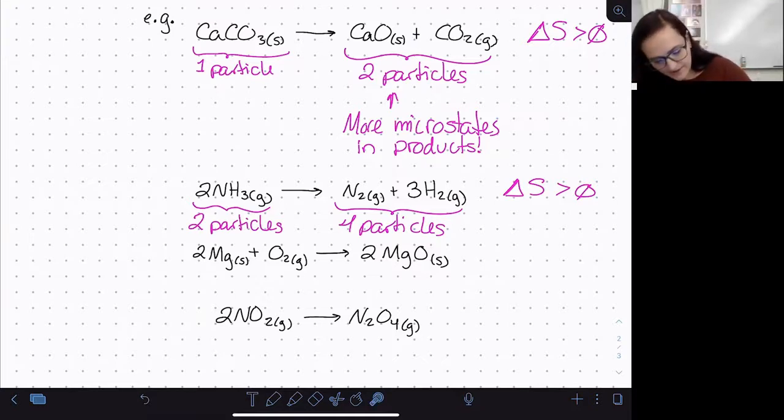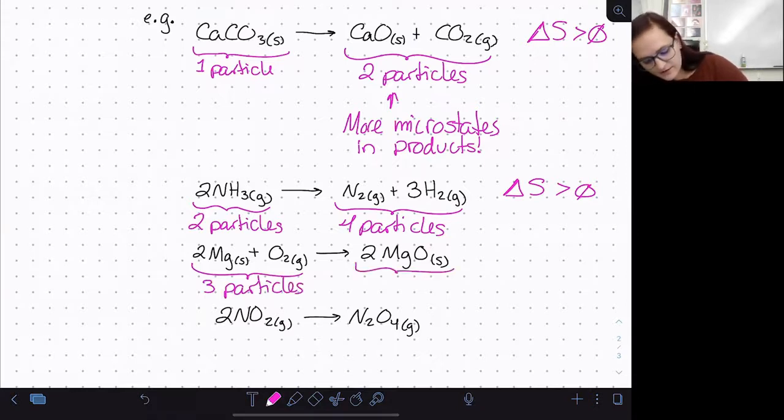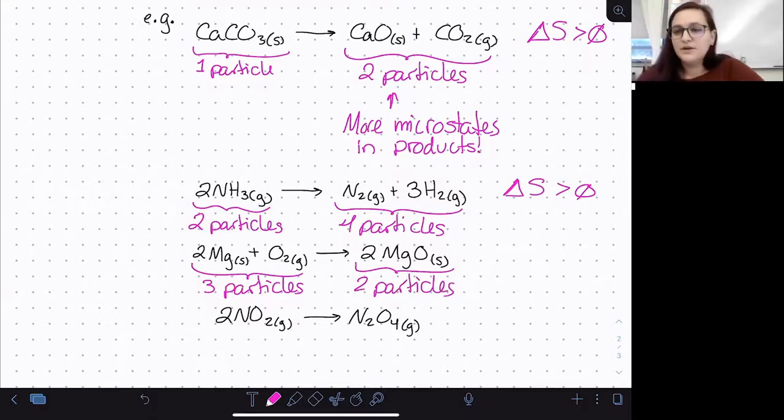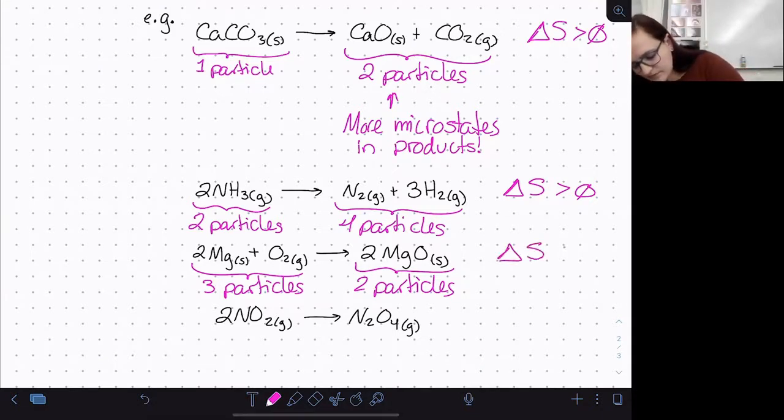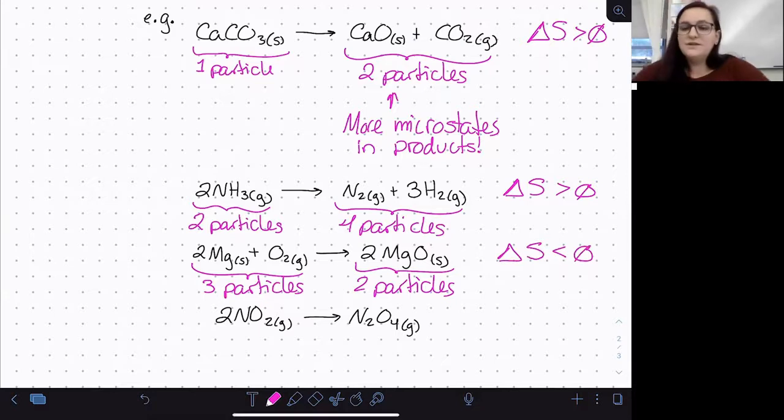In the next one, we have 2 magnesium plus 1 oxygen for a total of 3 particles on the left and 2 magnesium oxide for 2 particles on the right. So this time we're going from more particles in our reactants to fewer in our products. So our product side probably has fewer microstates, meaning that the entropy decreases as this reaction proceeds. So delta S would be less than 0.